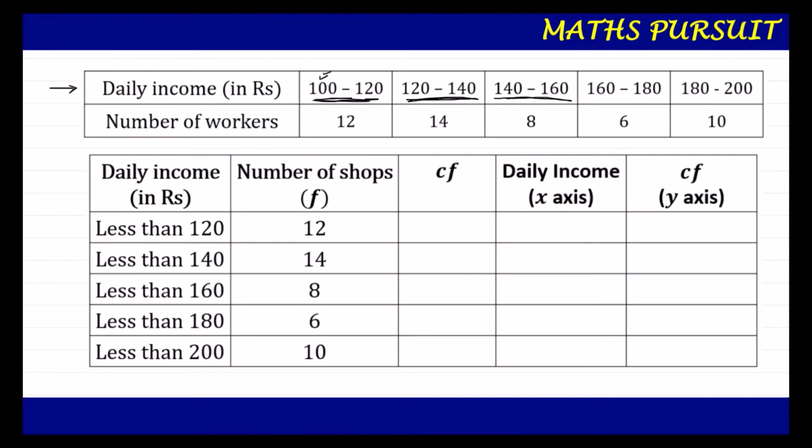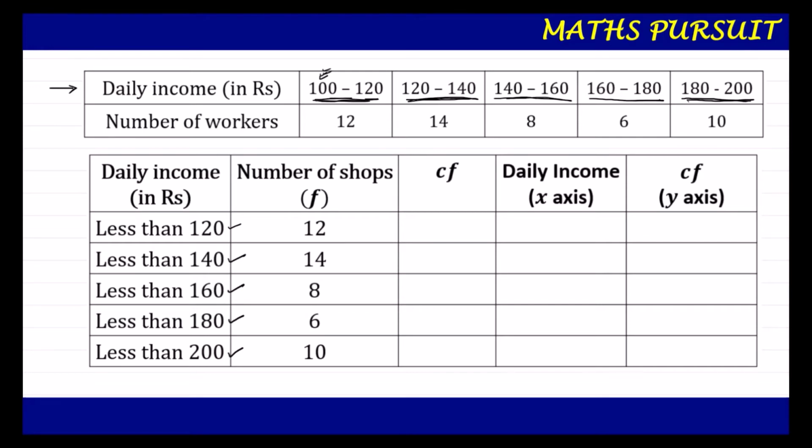For this less than distribution, we need to understand it in this way. Our data starts from 100 and the limit is 120. Similarly, here our data starts from 100, not 180. From the beginning, this is 100, and this is the way that we are going to read this data. So for that reason, you can see that I have written less than 120, less than 140, less than 160, less than 180 and less than 200.